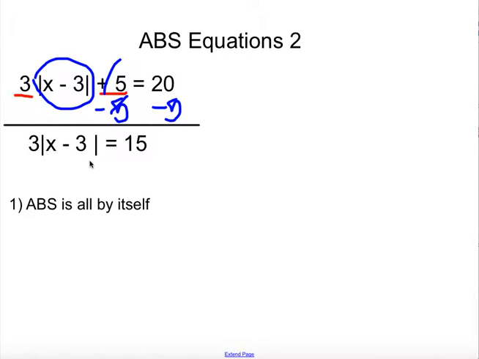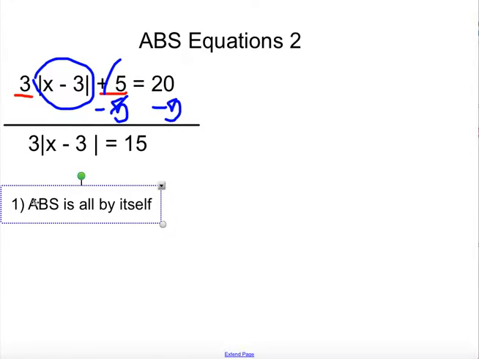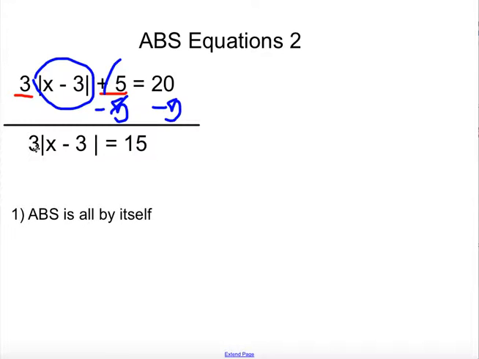So, did we accomplish this first step? Is absolute value all by itself? Of course not. We have this nasty 3 right next to it. Check it out. I have to get rid of it. So how are we gonna get rid of it? We're just gonna use logic. Read this loud, always to yourself.